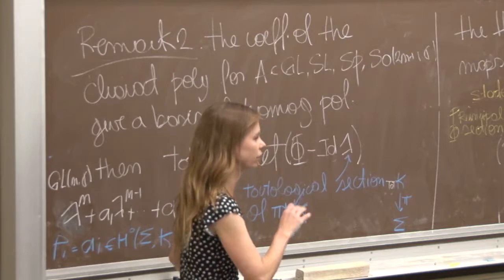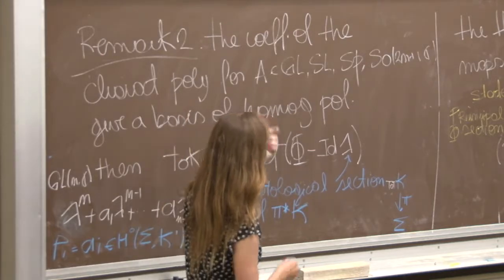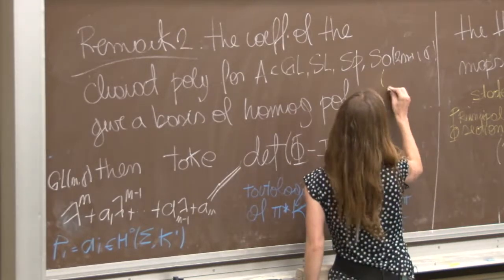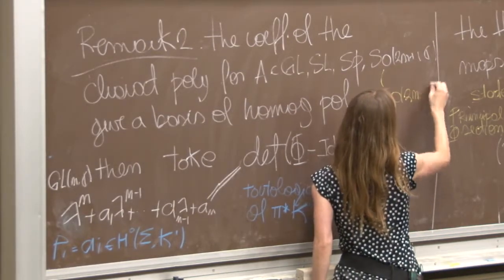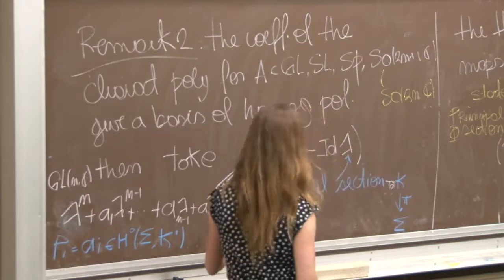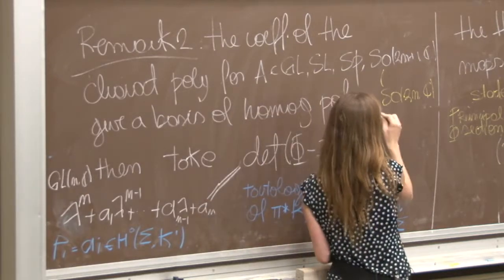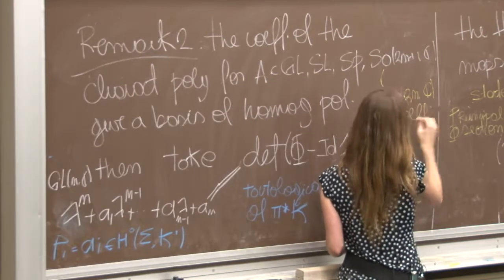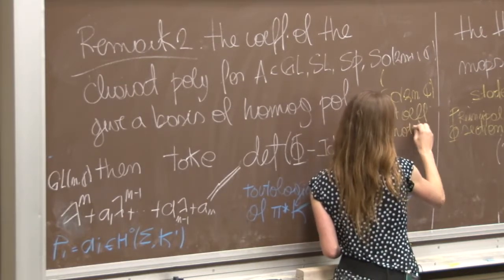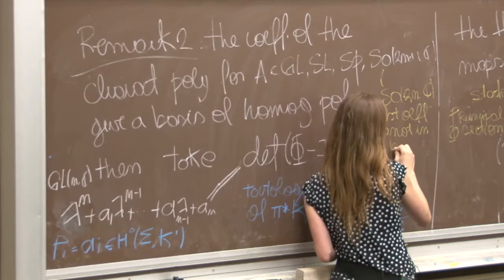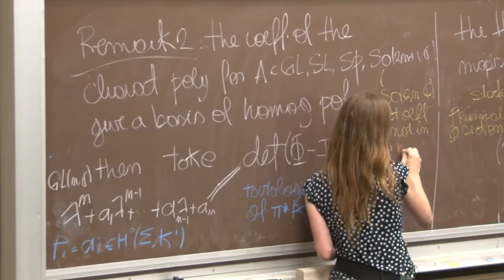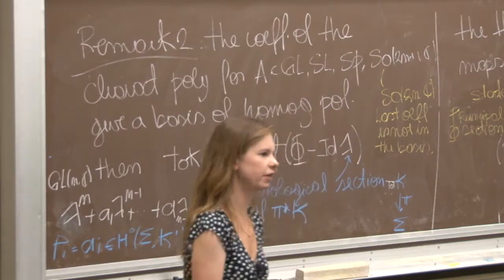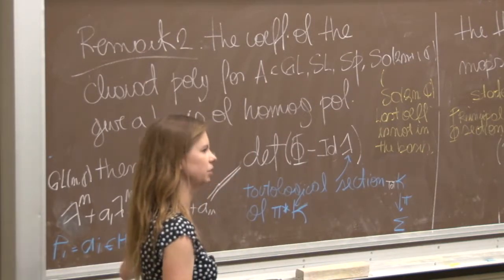As a small comment, why did I keep the SO 2n C here? Because the last coefficient is not in the basis. It's its square root that is in the basis. The last coefficient is a Pfaffian, and the square root is the object in the basis.